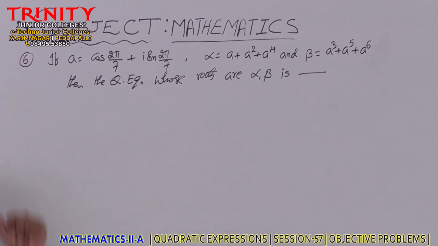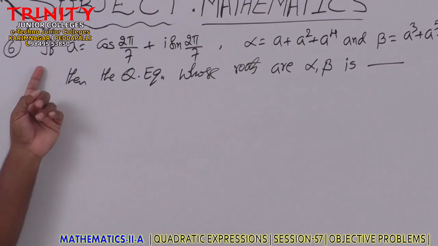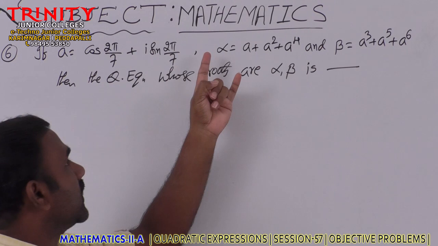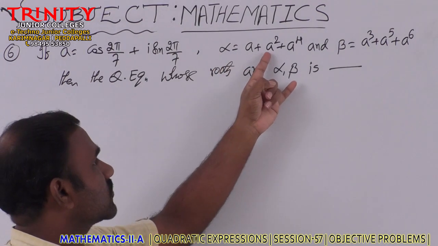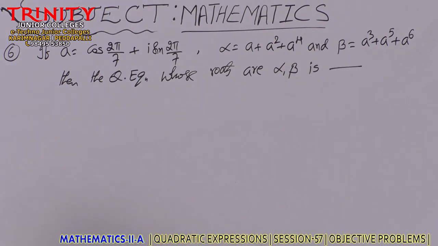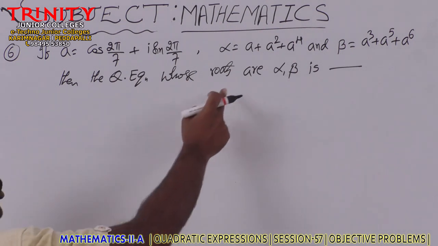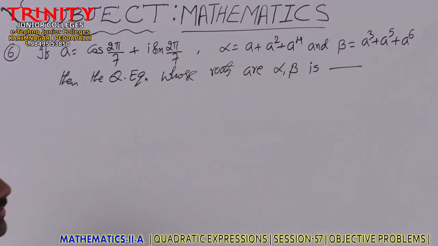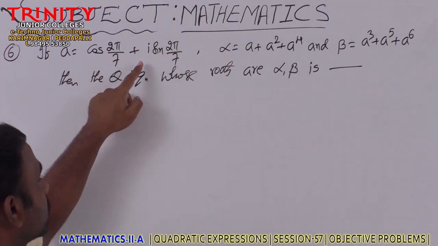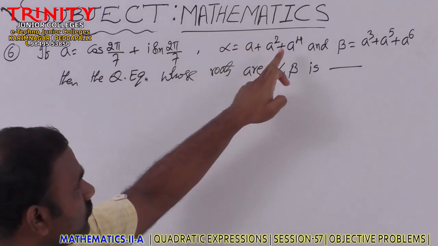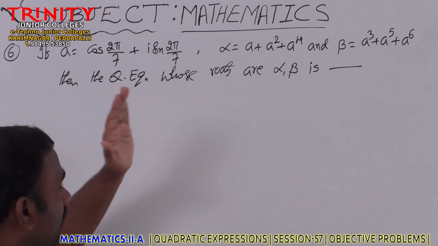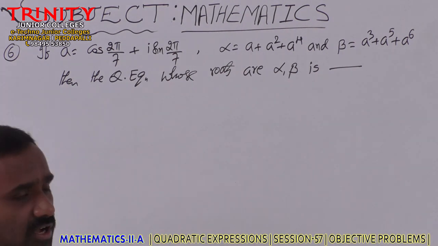See students, this is one of the important problems. If a is equal to cos 2 pi by 7 plus i sin 2 pi by 7, where alpha is equal to a plus a square plus a power 4 and beta is equal to a cube plus a power 5 plus a power 6, then find the quadratic equation whose roots are alpha, beta. He was asking for the quadratic equation using these conditions. Then find the quadratic equation whose roots are alpha, beta.